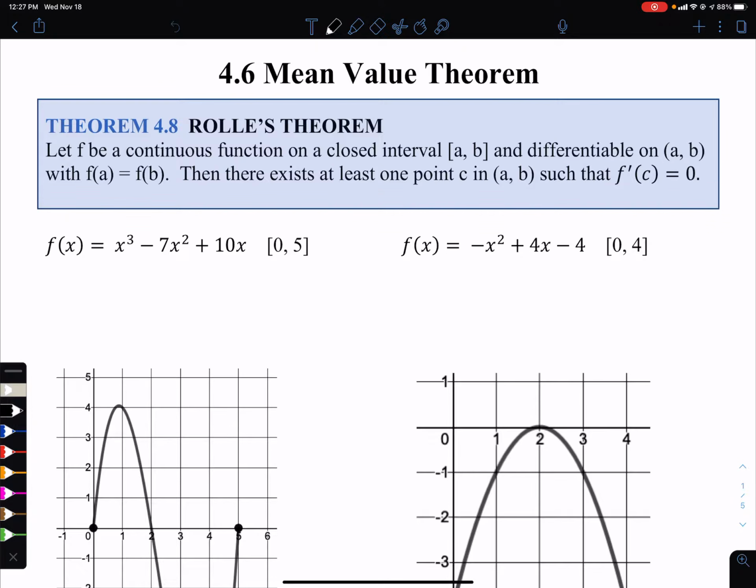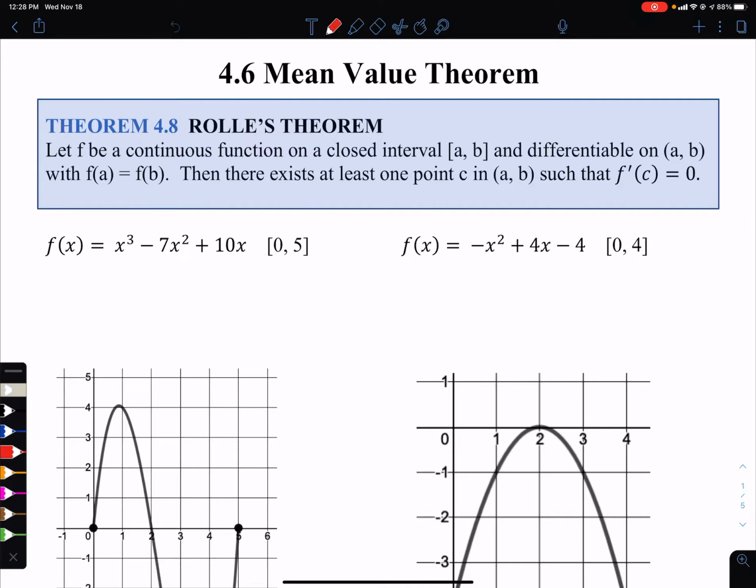So we're going to start with Rolle's theorem, which you technically don't have to know because the mean value theorem will cover Rolle's theorem within it. But in the progression, you have to prove Rolle's theorem first, and then that is used to prove the mean value theorem. That's why it's listed first.